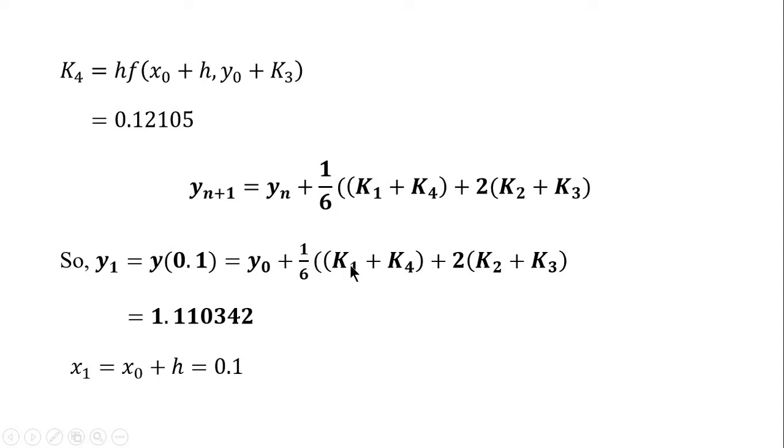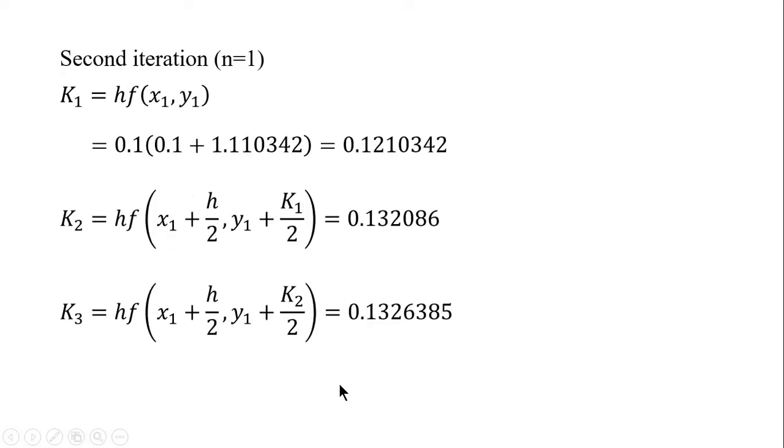After computing all k1, k2, k3, k4, substitute in this formula, that is y1 is y naught plus 1 by 6 into k1 plus k4, first value plus last value, plus 2 into remaining values, 2 into k2 plus k3. We get y1. We know x1 is x naught plus h, which is 0.1. So, we have got x1 and y1. Next, use these values to compute x2 and y2.